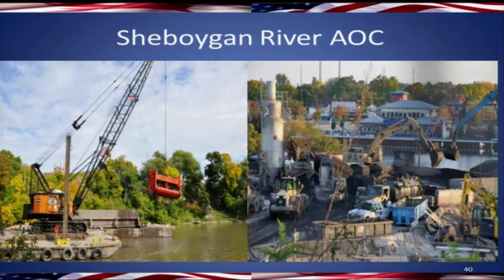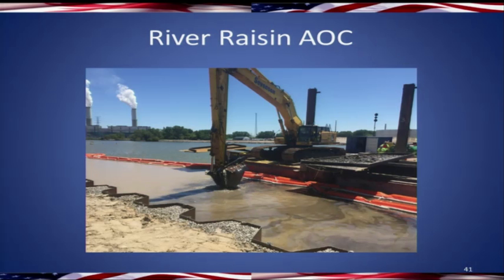In the River Raisin area of concern, dredging is currently underway through a partnership between U.S. EPA, Michigan Department of Environmental Quality, and the Ford Motor Company. Hydraulic dredging has been ongoing throughout the summer of 2016, and capping is to follow in the next few weeks, resulting in all the cleanup and restoration actions in this area of concern being completed this year.